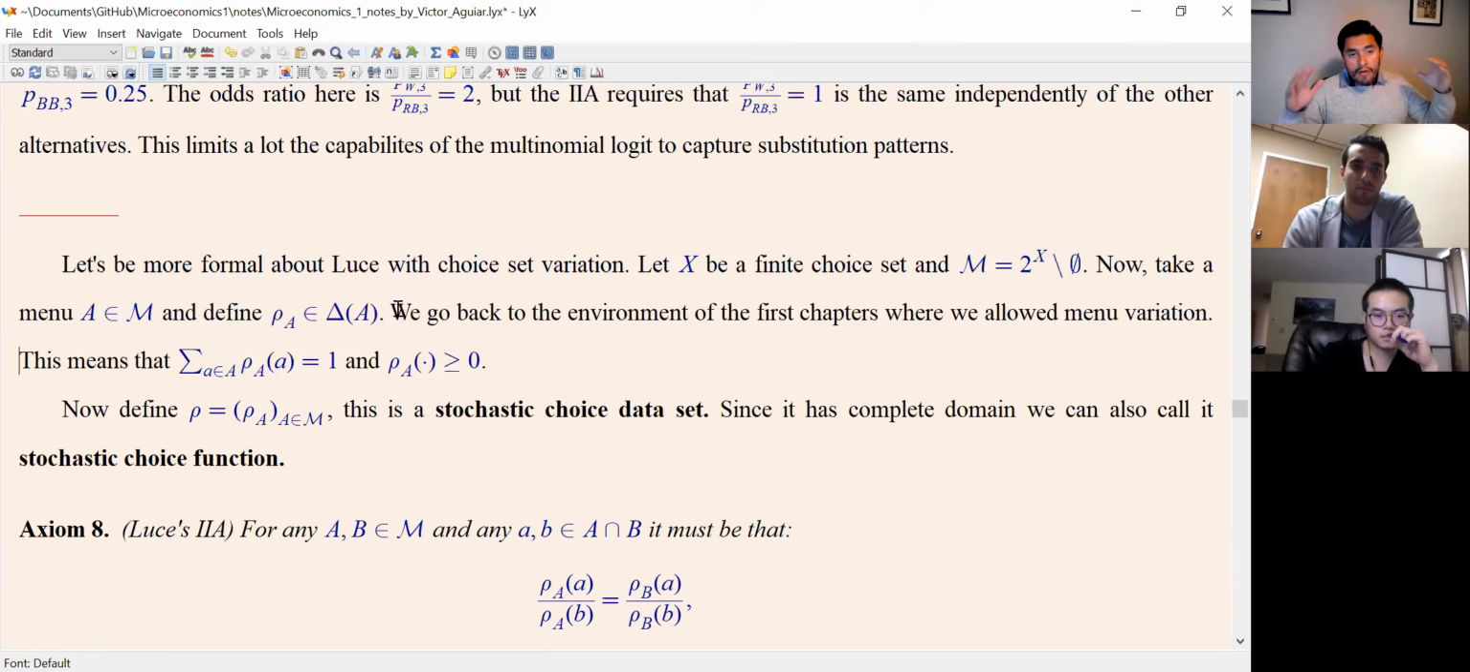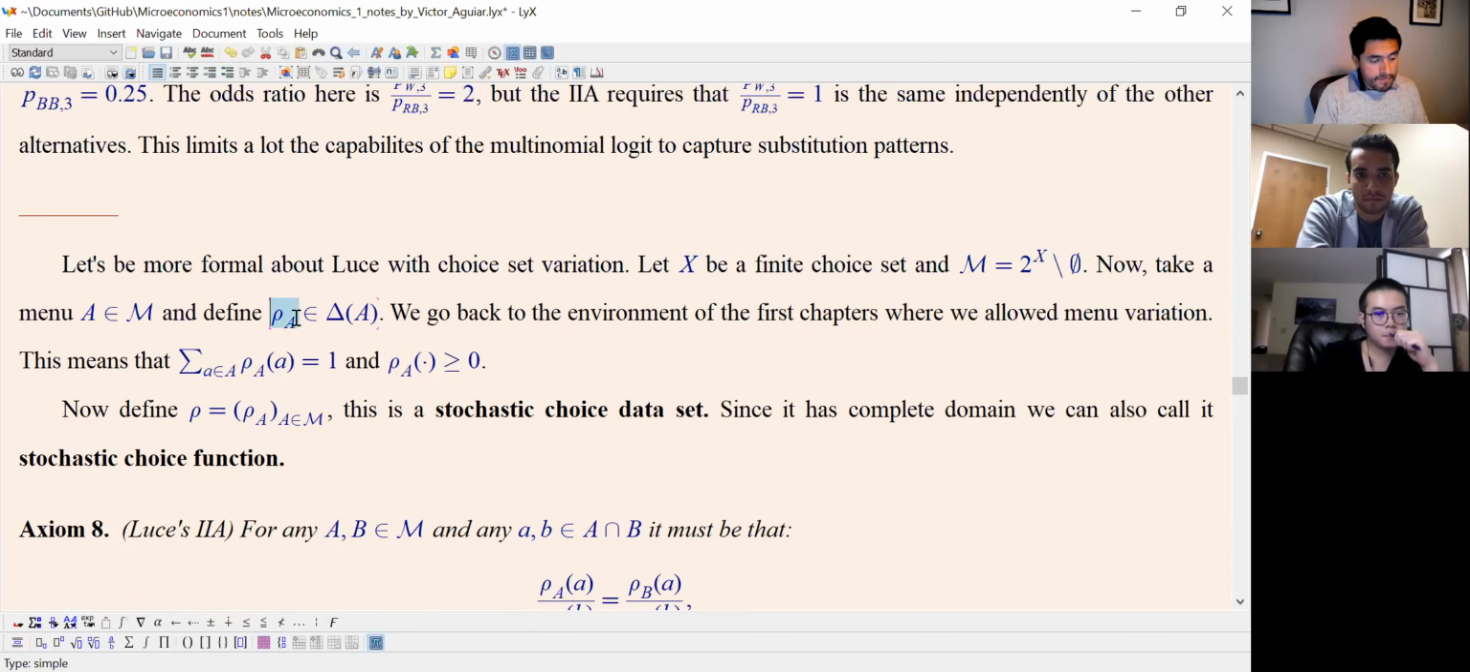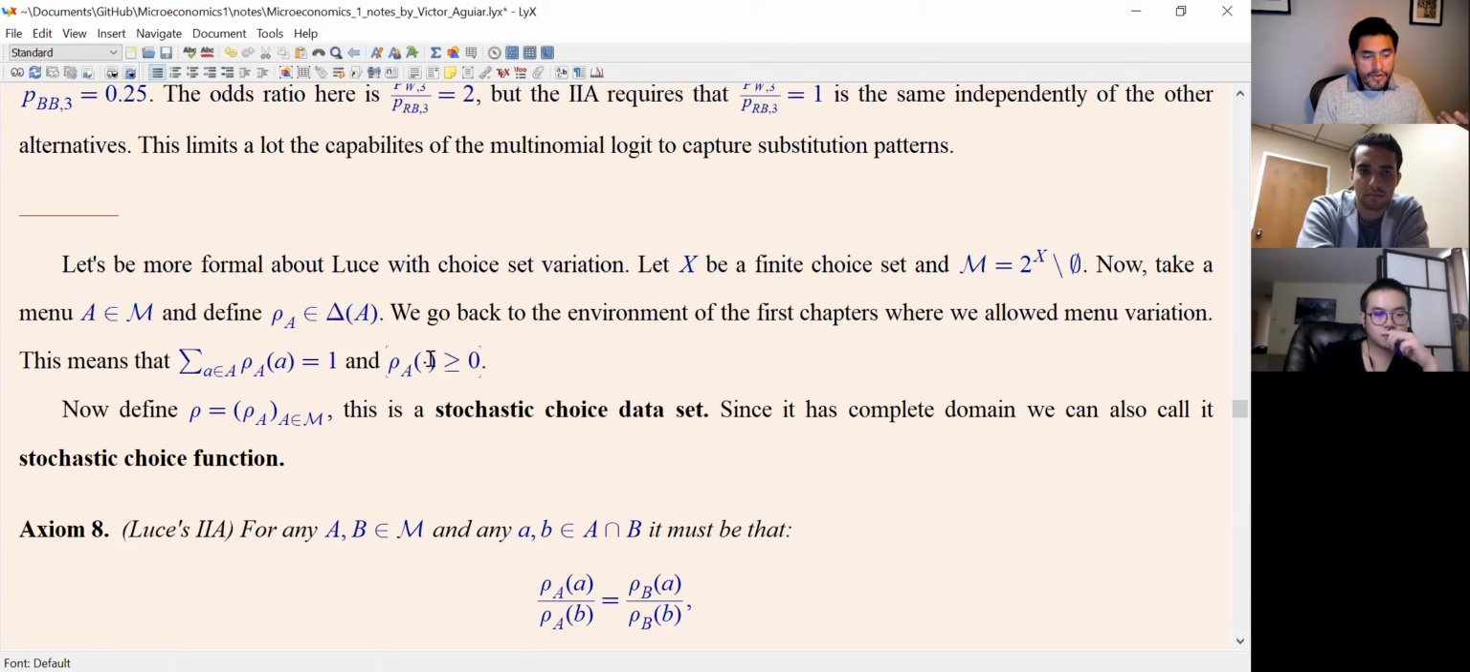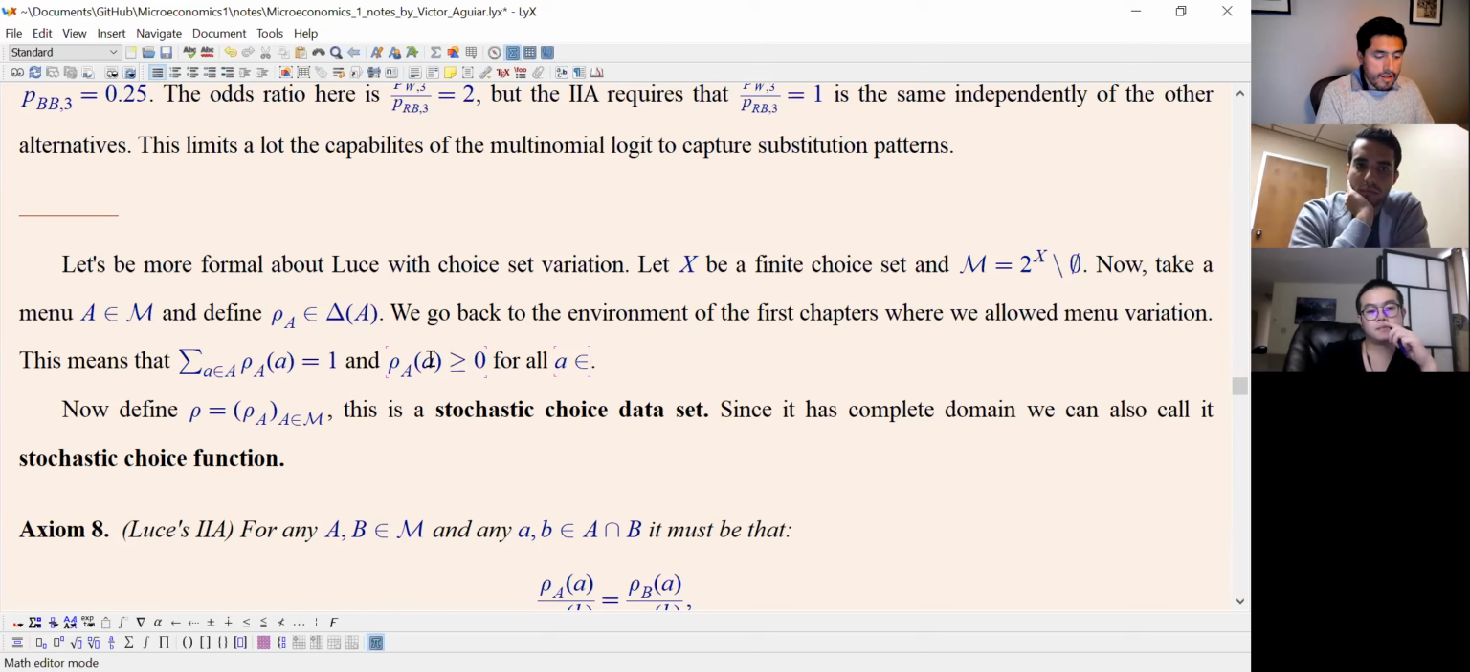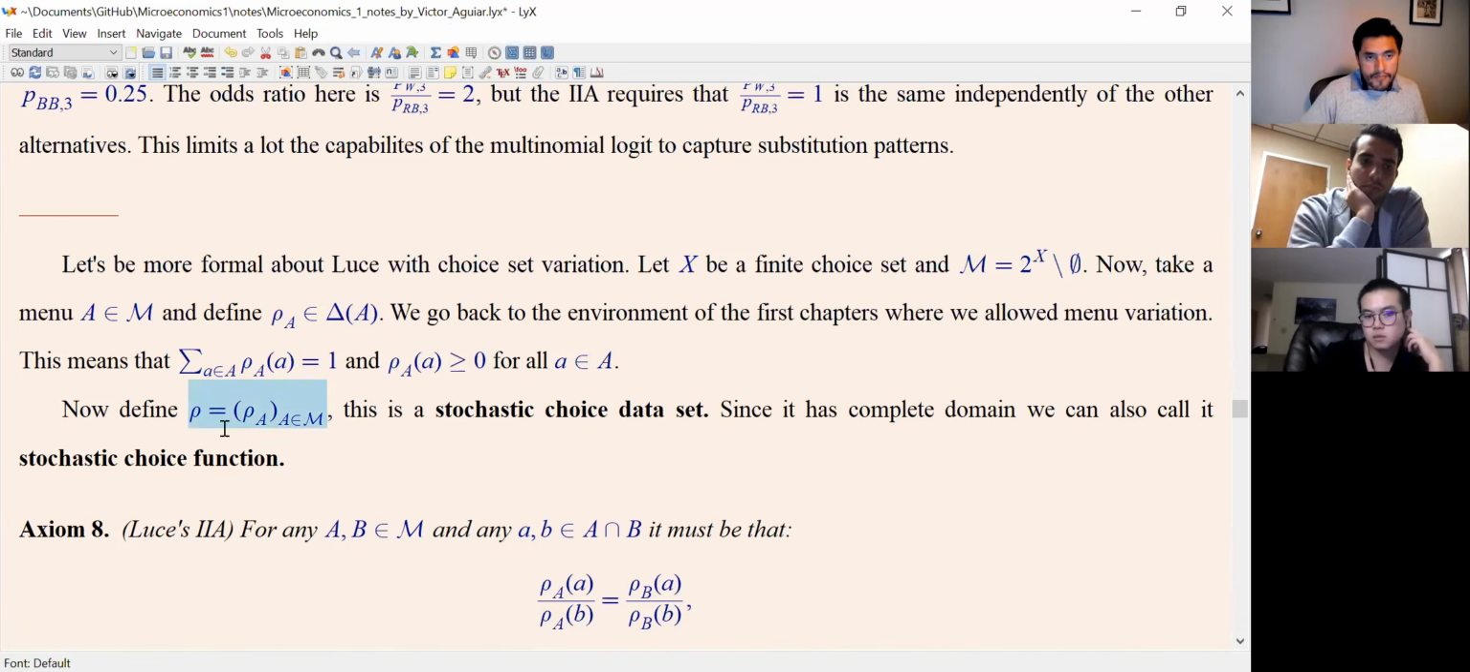So that means I'm going to have an experiment and I'm going to give this cross-section of subjects different menus, and I'm going to see the share of people choosing from these menus. And so that means basically that I have this probability rho sub A, which is in the simplex of these choices. So this describes the probability of any alternative, which is greater than or equal to 0 for all alternatives in the menu A, and then they have to add up to 1. Okay, that's the stochastic choice rule. And now I have a stochastic choice data set, which is the collection of these rules, rho sub A for all menus. Okay, do you understand?